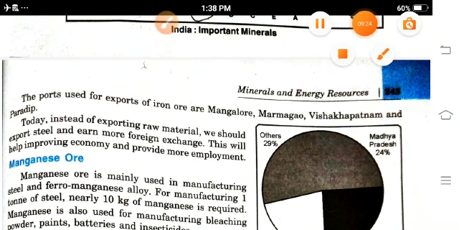Now, today we are going to know about the uses of iron ore. Basically, iron ores are used in the development of the automobile industries. A lot of automobiles and vehicles are developed in countries like India, and some of the industries need iron. Basically, iron is an important source for the development of any country.